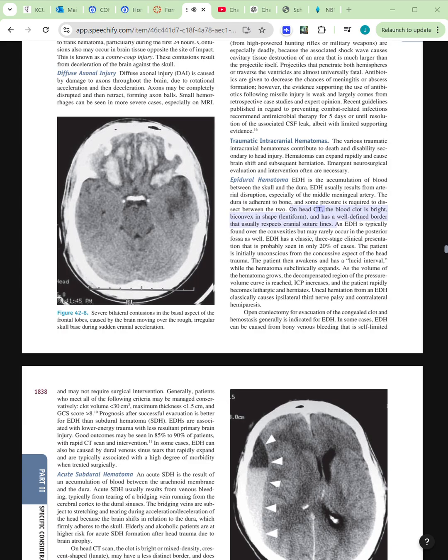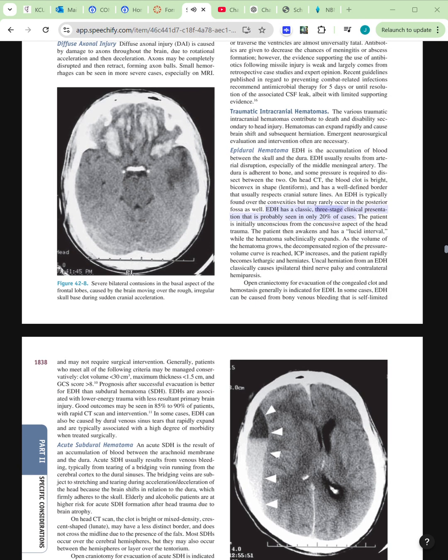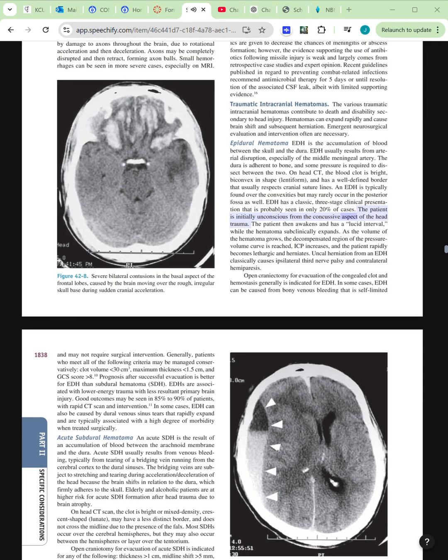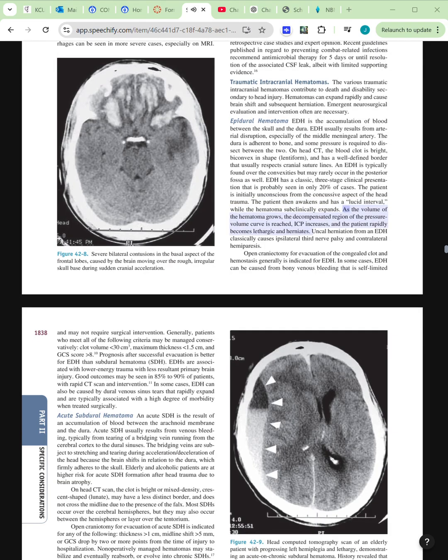On head CT, the blood clot is bright, biconvex in shape (lentiform), and has a well-defined border that usually respects cranial suture lines. An EDH is typically found over the convexities, but may rarely occur in the posterior fossa as well. EDH has a classic 3-stage clinical presentation that is probably seen in only 20% of cases. The patient is initially unconscious from the concussive aspect of the head trauma. The patient then awakens and has a lucid interval, while the hematoma subclinically expands. As the volume of the hematoma grows, the decompensated region of the pressure volume curve is reached. ICP increases, and the patient rapidly becomes lethargic and herniates.